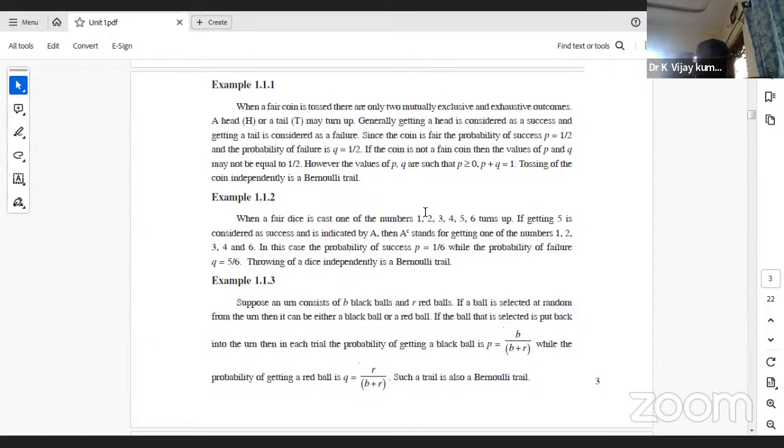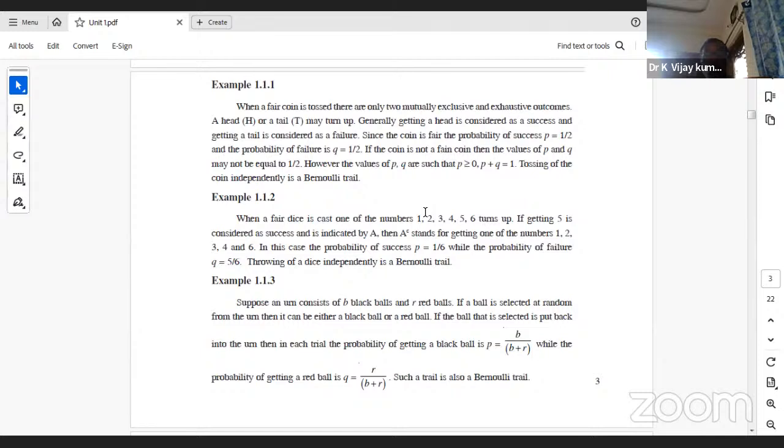We are taking B as black balls and R as red balls. If a ball is selected at random from the urn, it can be either a black or a red ball. If a black ball is selected and put back into the urn, then the probability of getting a black ball is P equal to B by B plus R.